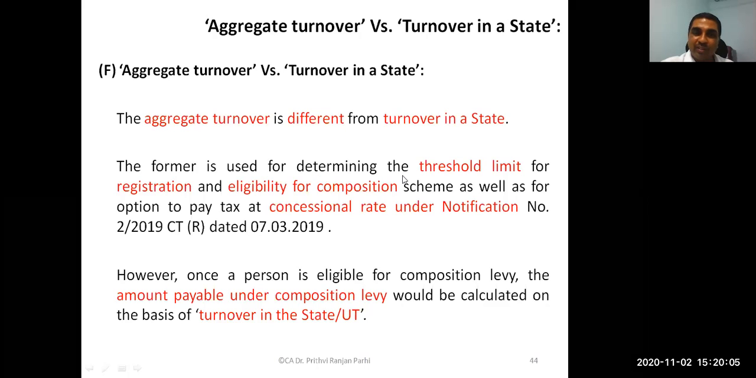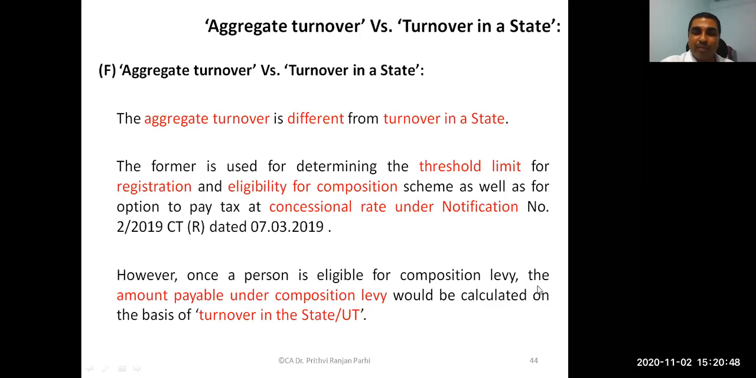Aggregate turnover is used in determining the threshold limit for registration and eligibility for the composition scheme. If you want to know whether the composition scheme is applicable or not, aggregate turnover is important. Also, aggregate turnover is important to know whether the concessional rate under Notification 2/2019, which we have discussed in our previous classes, is applicable or not. But once we know whether the person is liable for registration, or eligible for the composition scheme or this concessional rate, then the job of aggregate turnover is over.